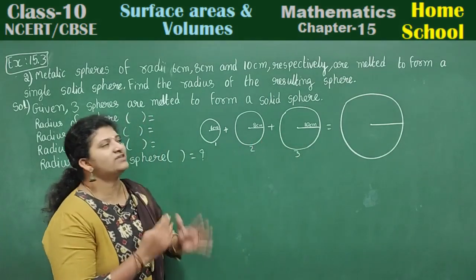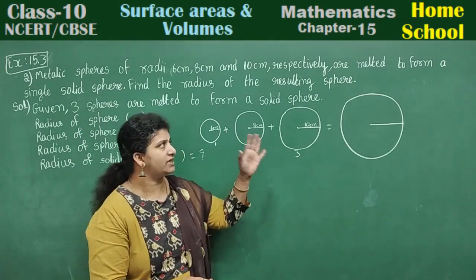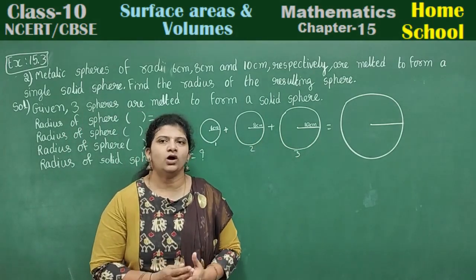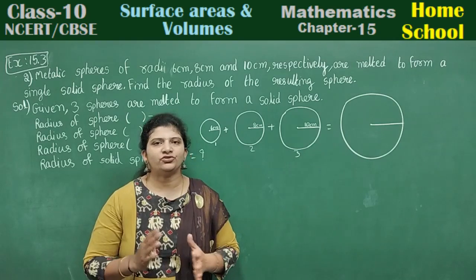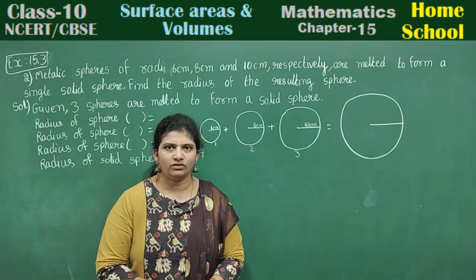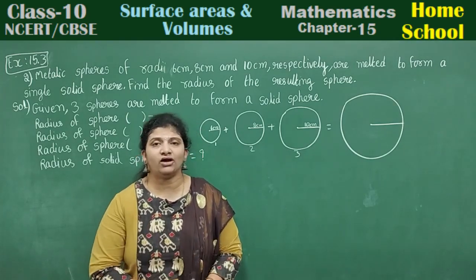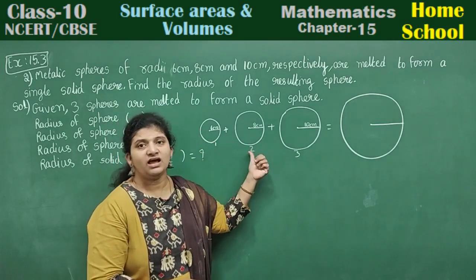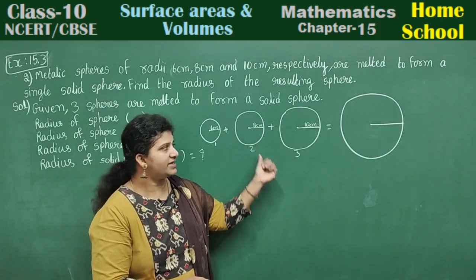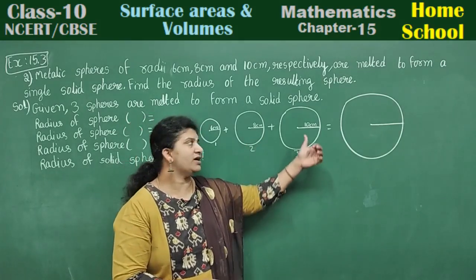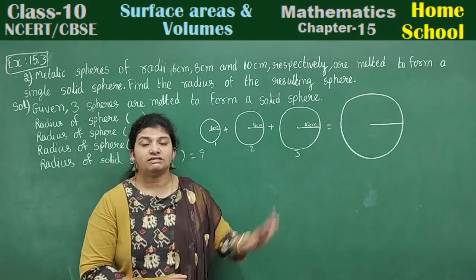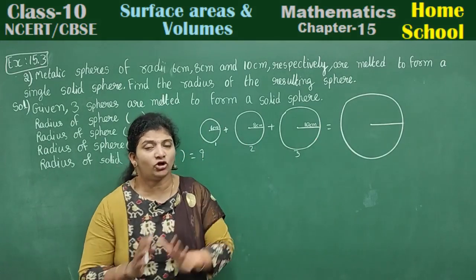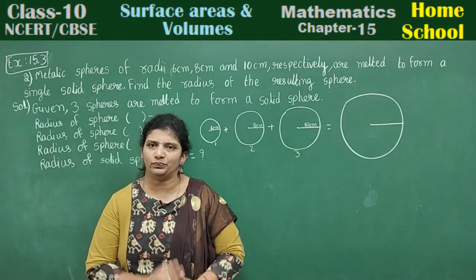Okay, let us imagine this problem, children, before seeing the melting process and all. Suppose 3 children are playing at home, right? We have given a play doh for them. One is having a sphere of radius 6 centimeters. Another is having a sphere of 8 centimeters. Another is having a sphere of 10 centimeters. This is a metallic sphere, but I am talking about a play doh.